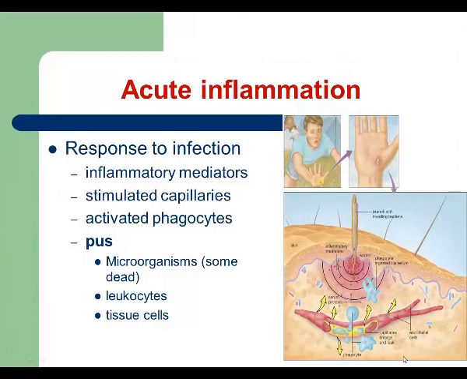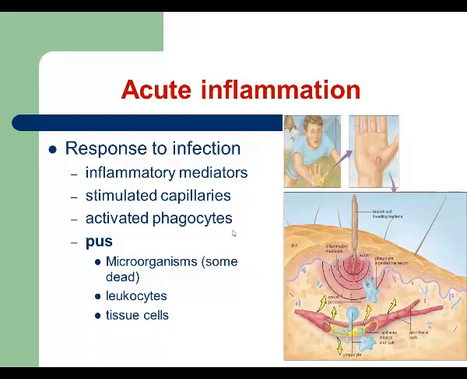All right, let's look at the stages of acute inflammation, which is the result of trauma. So when certain tissues get damaged, what is going to happen next? Inflammatory mediators will be released. They will stimulate capillaries and nerve endings. They will activate phagocytes and phagocytosis.